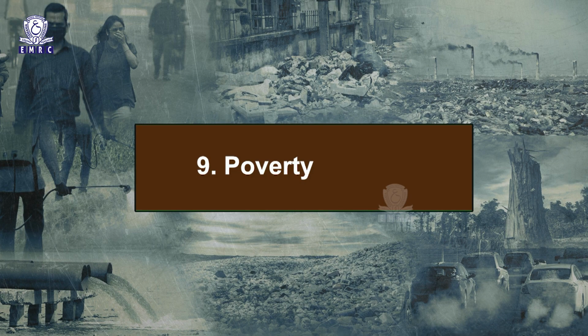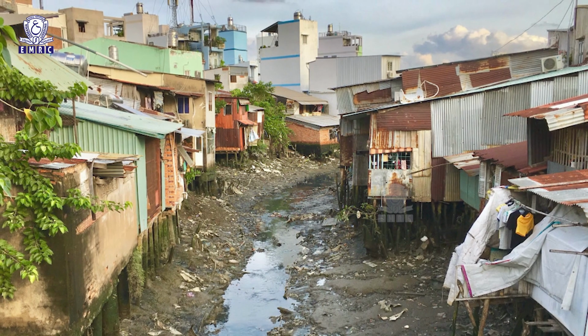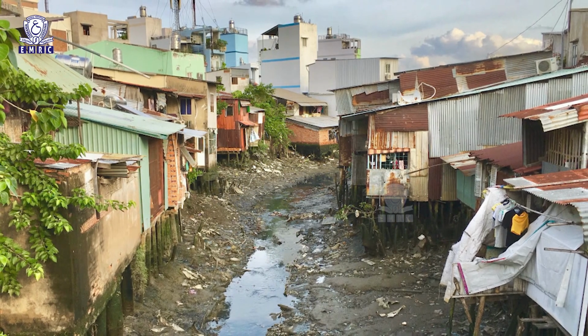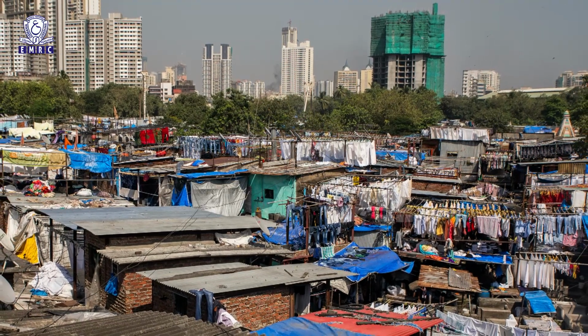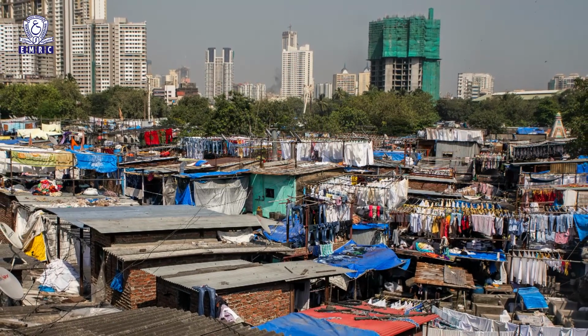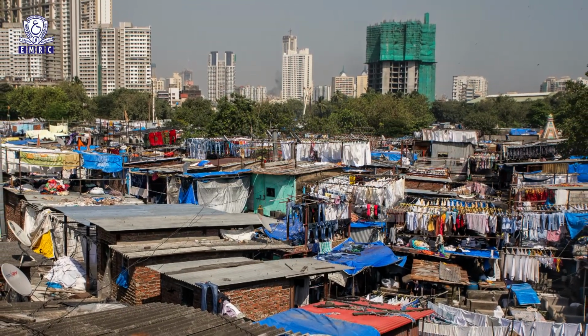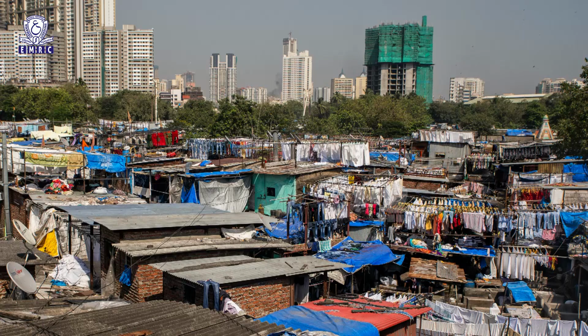9. Poverty. Poverty is said to be both a cause and effect of environmental degradation. Inequality fosters unsustainability because the poor, who rely on natural resources more than the rich, deplete natural resources faster as they have no real prospects of gaining access to other types of resources.